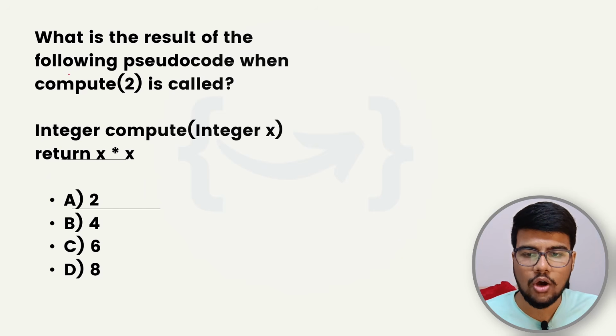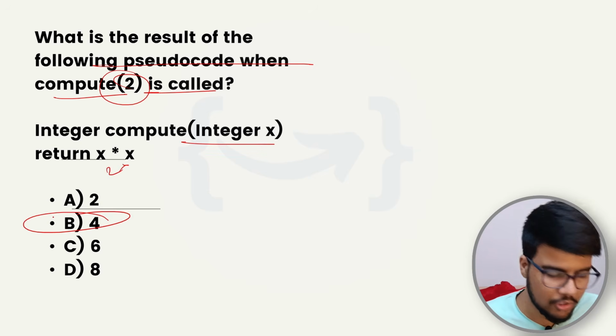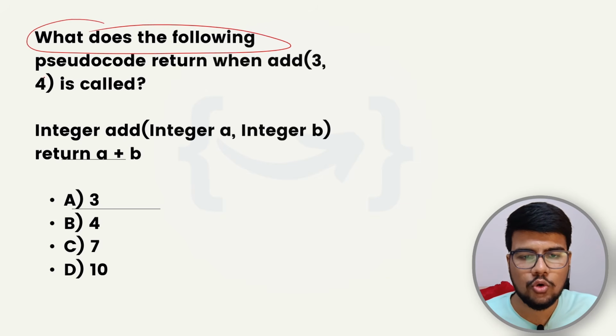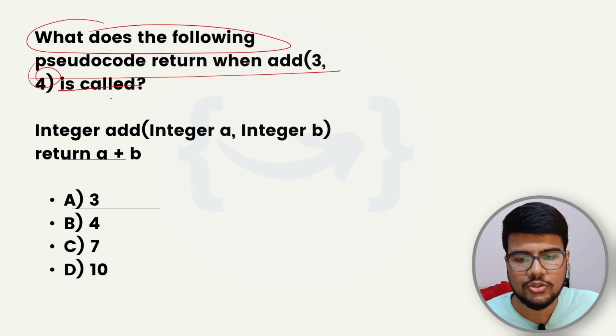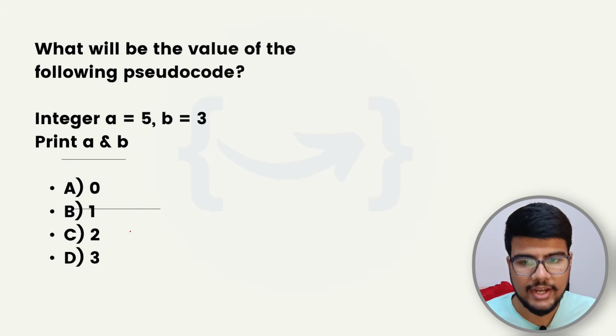What is the result of the following pseudocode when compute 2 is called? So compute 2, 2 into 2 would be 4, and bingo, you have marked this option right. Without wasting time, what does the following pseudocode return when add 3, 4 is called? Very basic question, guys. 7. Now 7 is the right option.